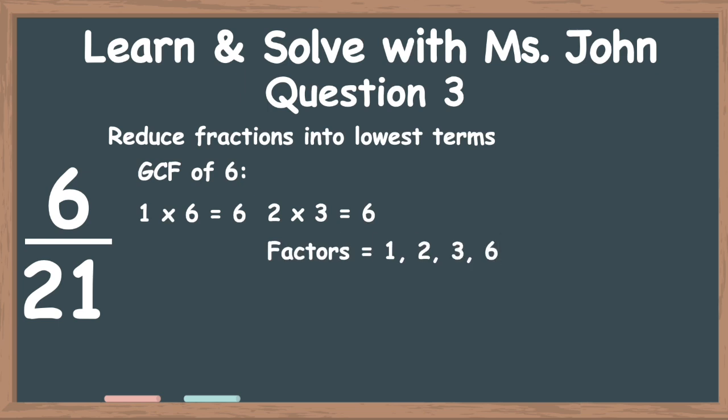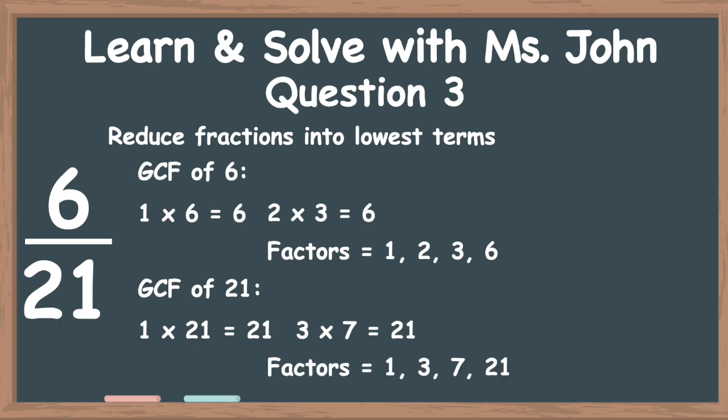Now let's find the GCF of 21. Now we have to think about which two numbers make up the number 21. Which two numbers, once multiplied, give you the answer 21. So we know 1 times 21 equals 21. Does 2 times anything equal 21? It doesn't. It's an odd number, so that's a no. Now, does 3 times anything equal 21? Yes. So we know 3 times 7 equals 21. And now we have to think about, does 4 times anything equal 21? No. So we can conclude that the factors are 1, 3, 7, and 21.